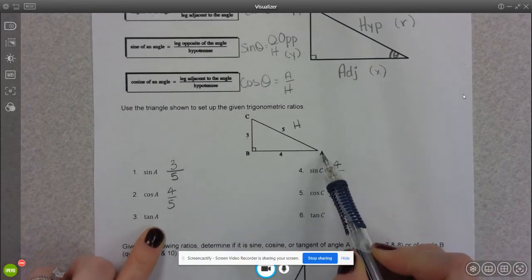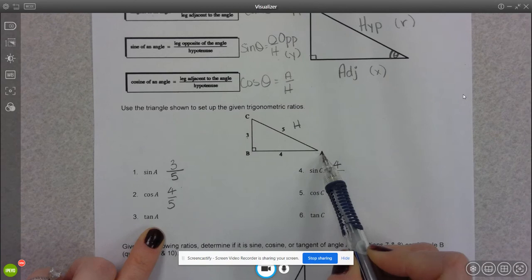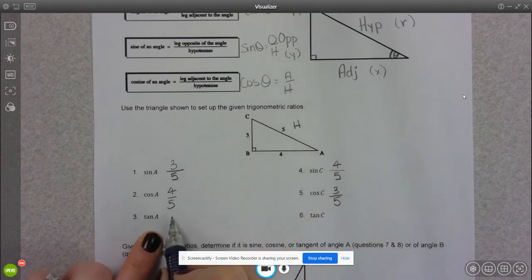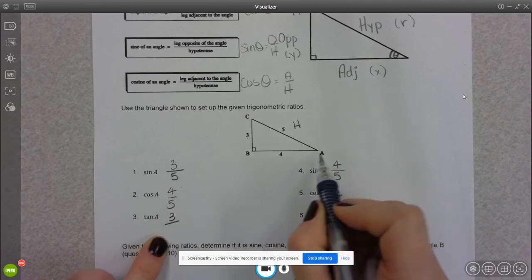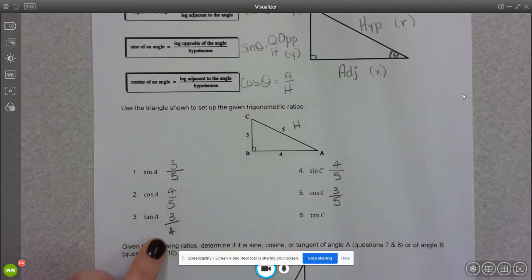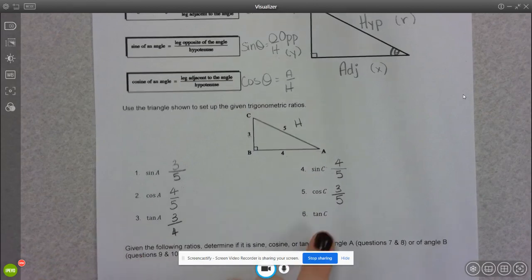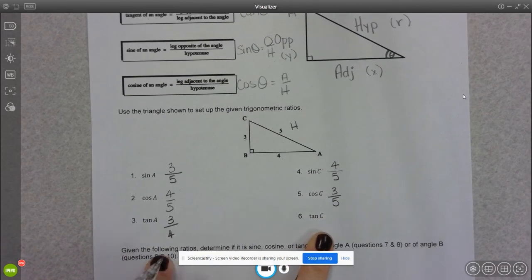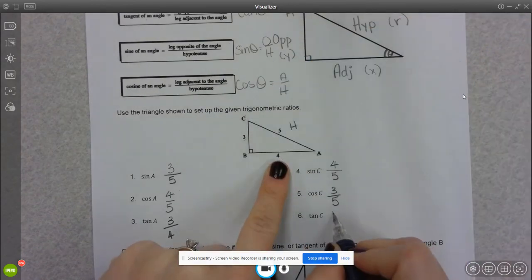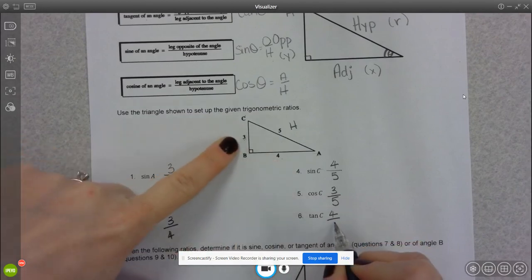All right, tangent of A is the opposite side over the adjacent side. So the opposite side from A is 3. That's my numerator. The adjacent side is 4. Now for the tangent of C, it's not going to be the same as this. It's going to be the other way around because the opposite of C is 4 and the adjacent of C is 3.